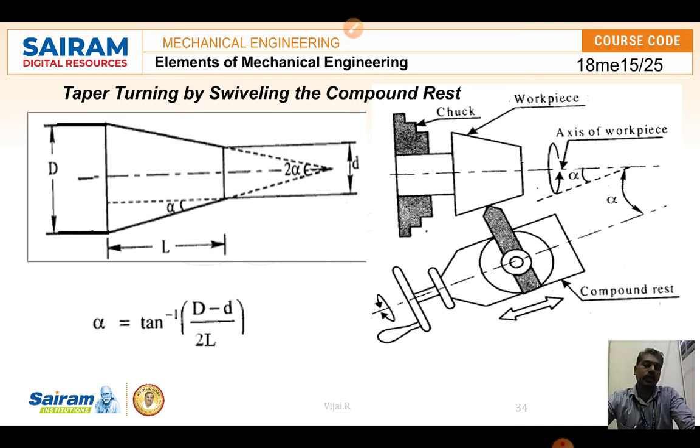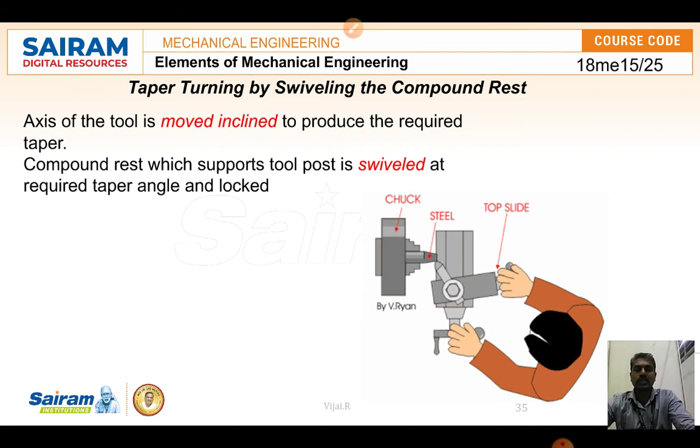Then we can find the angle, that is the angle by which we are going to tilt the compound rest, the same angle we are going to tilt. So if you move the compound tool parallel to the tilted angle, automatically you will get the conical shape in the workpiece. So by using the hand wheel in the compound rest slide, cross slide, you can see here the taper turning by swiveling the compound rest, how it works.